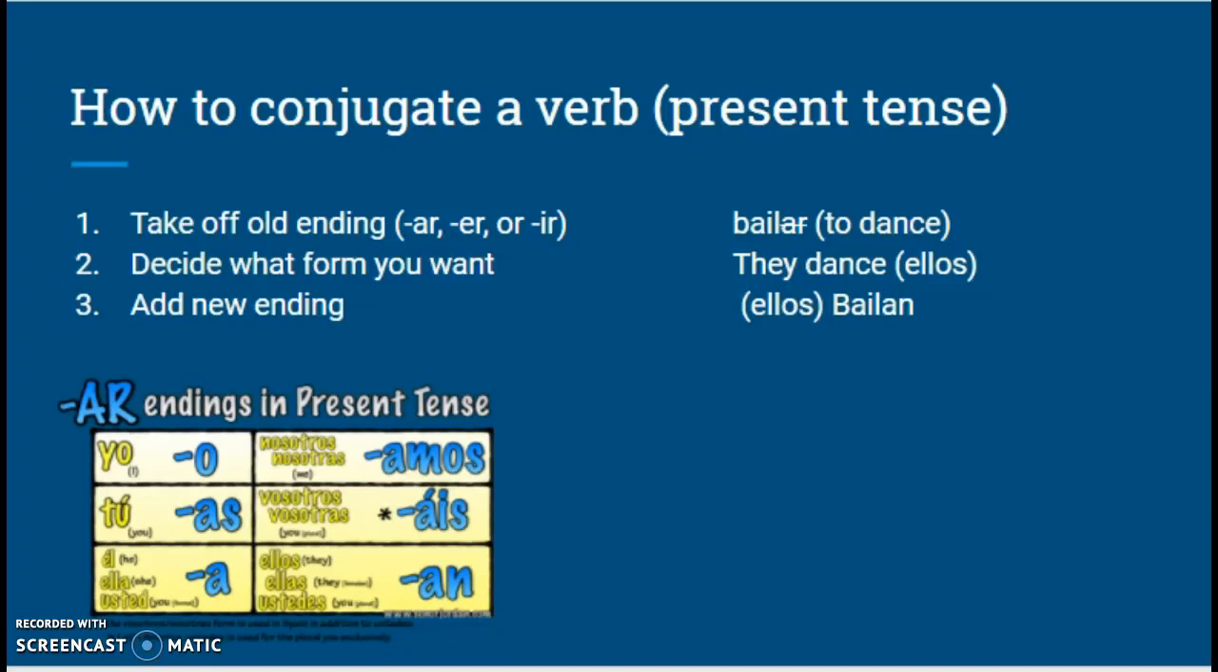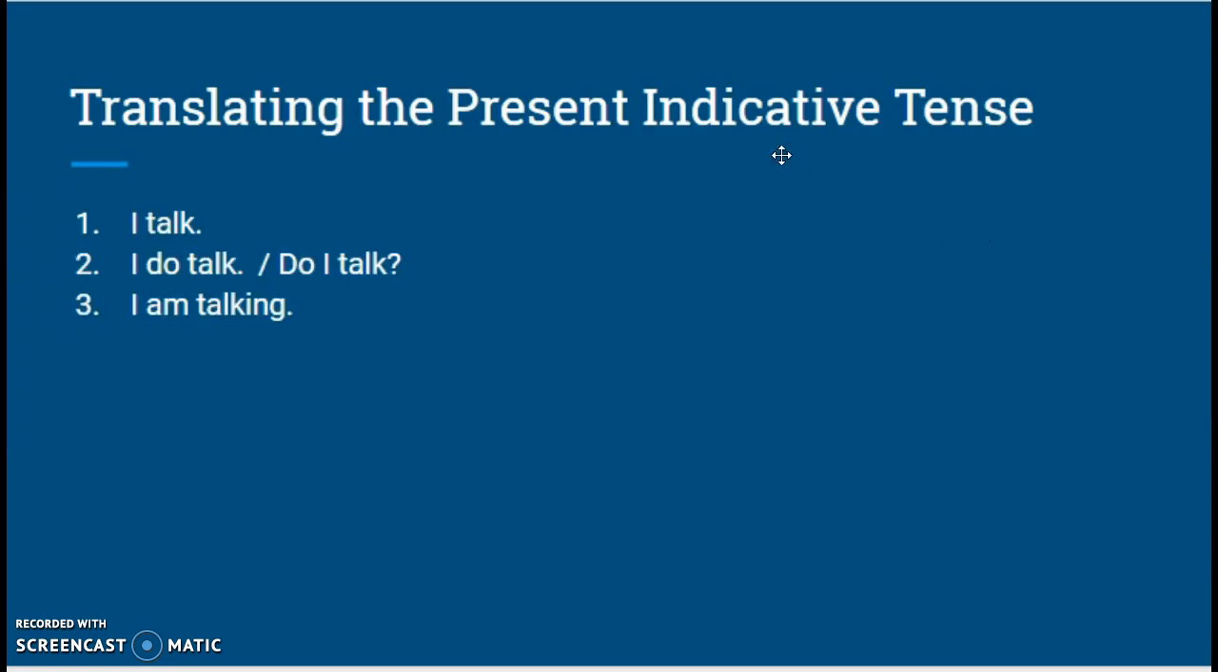So far I've just been labeling this as they dance because that's the present tense we know in English. However, in Spanish, that word can correlate to 3 different English phrases. So for instance, I could have I talk. I'm just doing talk as an example. So this could obviously be for any verb. For the present tense, it could just be I talk.